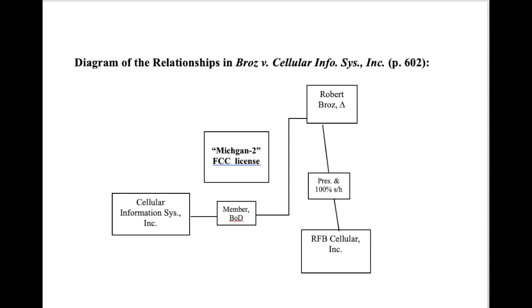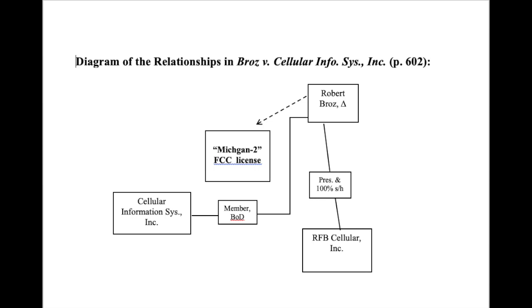An interesting fact, important to the doctrinal rules that apply in the case and the result in the case, is that Broz didn't learn of this Michigan 2 opportunity on his own. It was brought to him by a firm that is described in the opinion as Mackinac. Mackinac was a broker, the kind of business that goes around trying to find buyers for particular things that somebody's trying to sell. So Mackinac looked up Broz as a potential buyer for this thing. And what's important is that Mackinac approached him in his personal capacity. That is, it approached him as the president and 100% shareholder of RFB Cellular, and not because of his relationship to Cellular Information Systems. So, like I said, Broz goes about and tries to get this thing. He tries to buy the Michigan 2 FCC license.